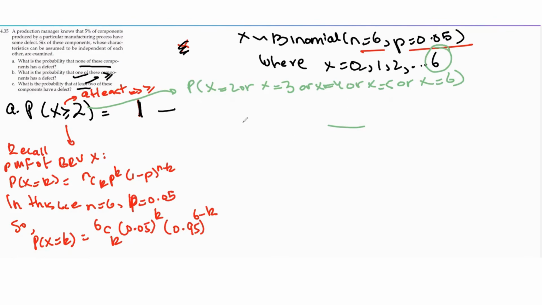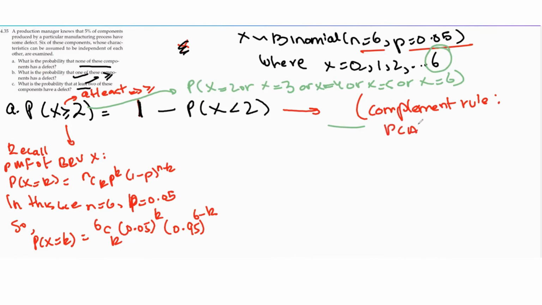So if I apply the complement rule over here, probability X is greater than or equal to 2 would be 1 minus probability X is less than 2. Because what is the complement rule? The complement rule is that probability of A is 1 minus probability of not A. So the probability X is greater than or equal to 2 is 1 minus probability X is not greater than or equal to 2, which basically means probability X is less than 2, right?